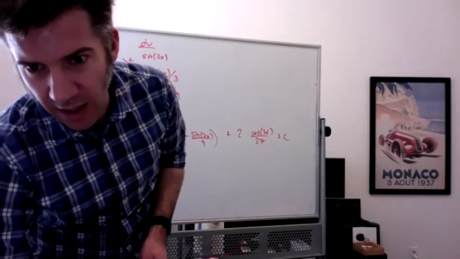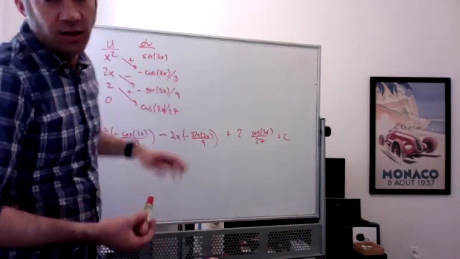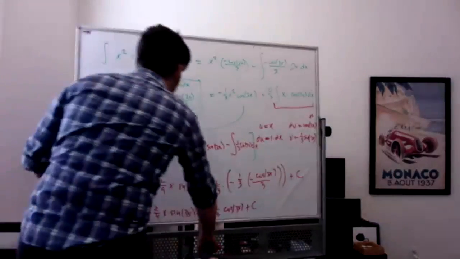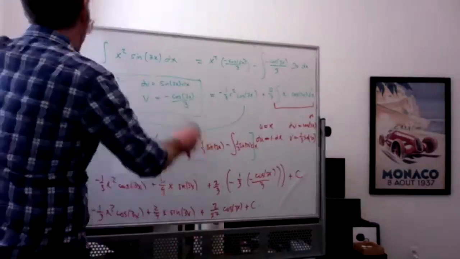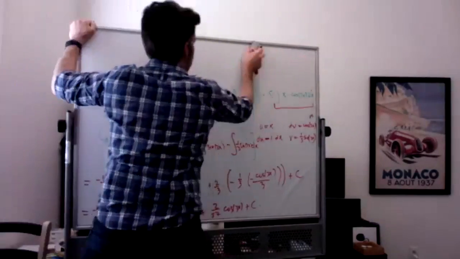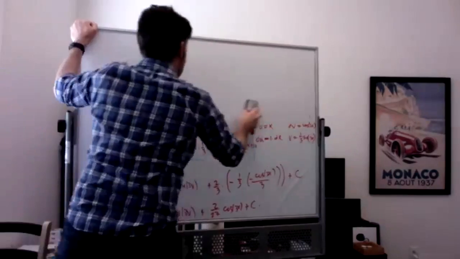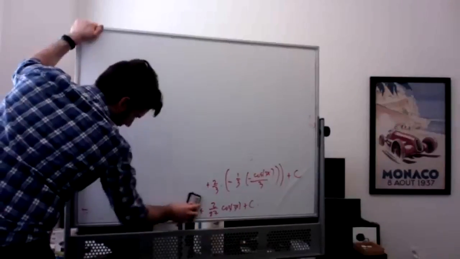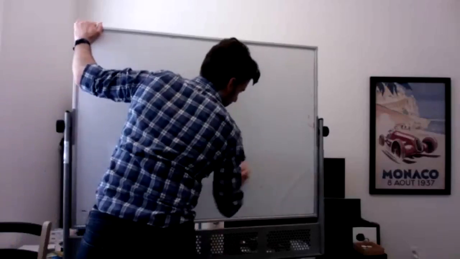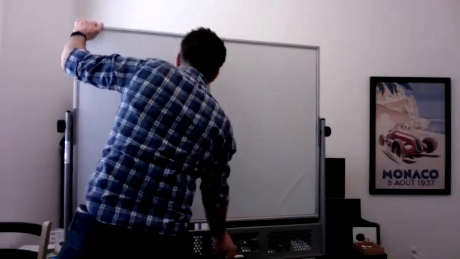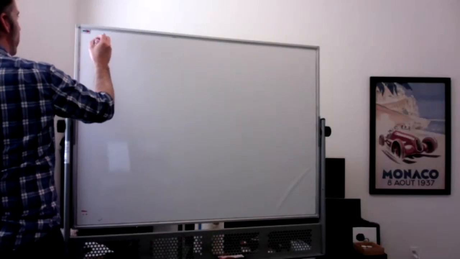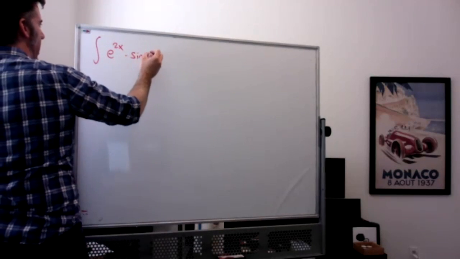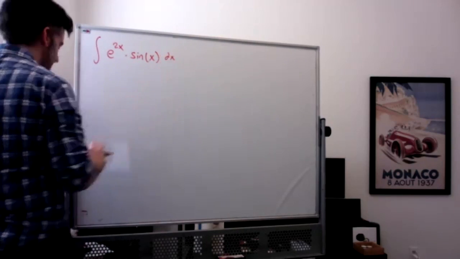Yeah, let's go ahead and look at another problem. I'll do two of these at least. I'll make the first one not super gross. So I want to find the integral of e to the 2x times sine of x dx.